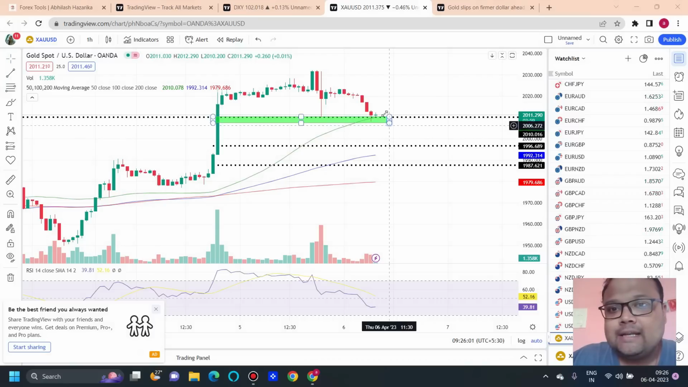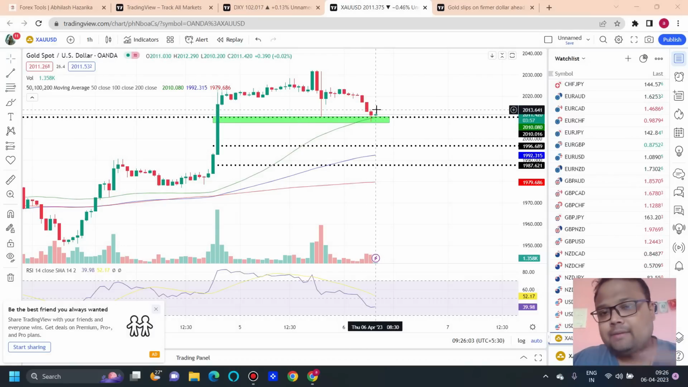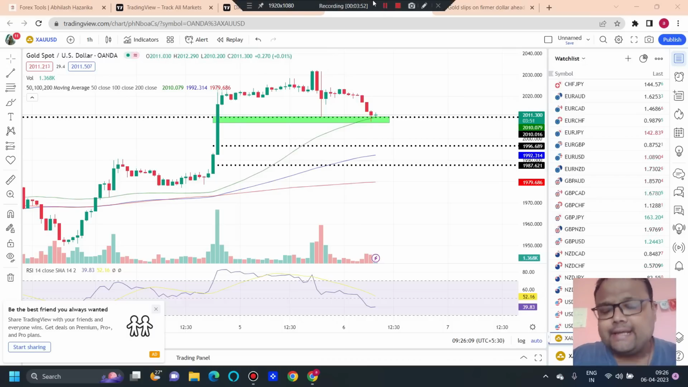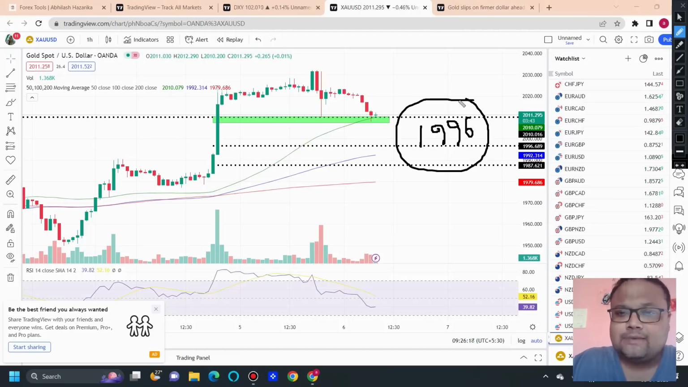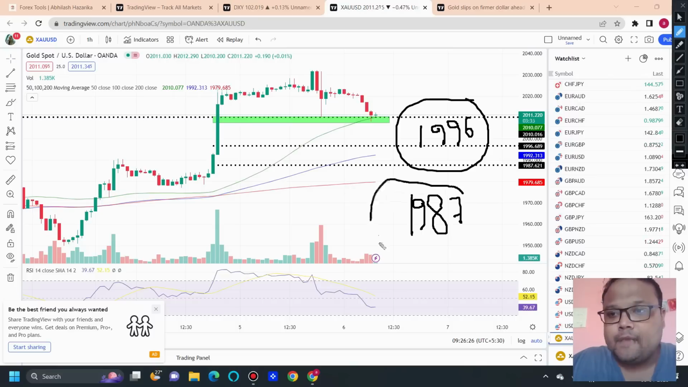But right now we can see the market is standing at the support level, so yes, temporary upside is possible. And in case the market shows a good amount of selling, the next support will be around 1996. We already discussed this level. 1996 is the best support for the day. Then we have the next support around 1987. Around 1987 we have another support.